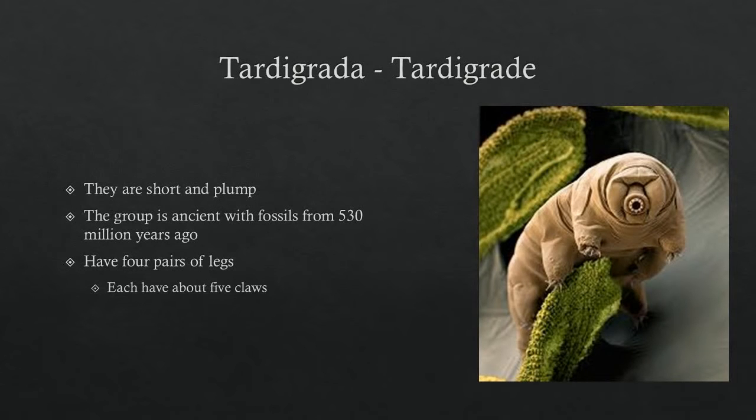Tardigrada, Tardigrade. They are short and plump. The group is ancient with fossils from 530 million years ago. Have 4 pairs of legs. Each have about 5 claws.